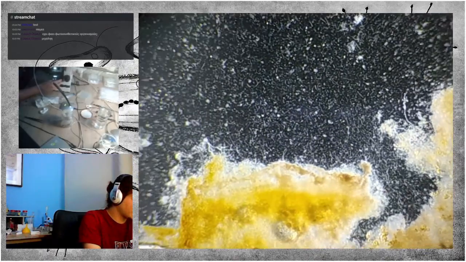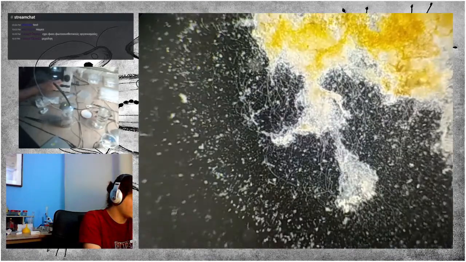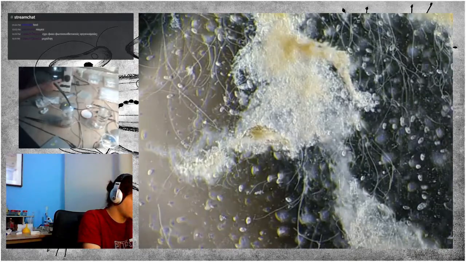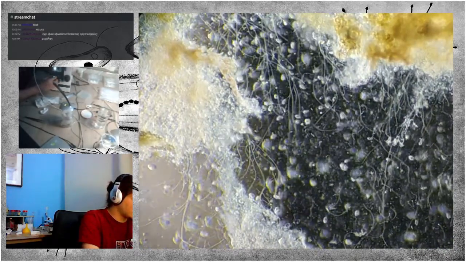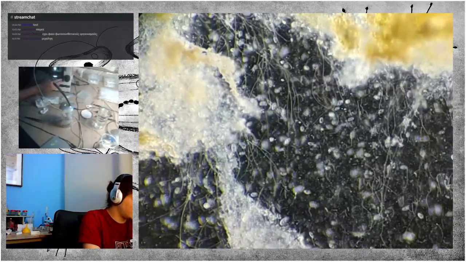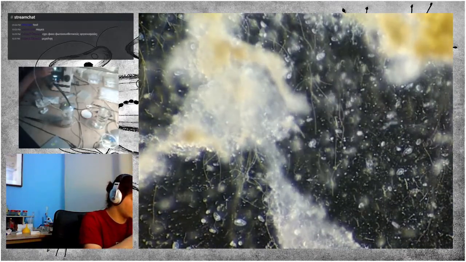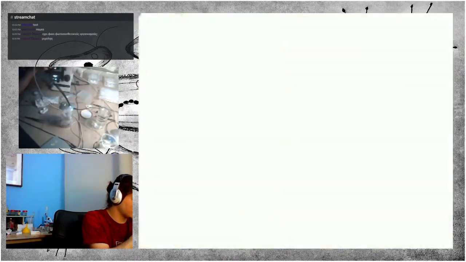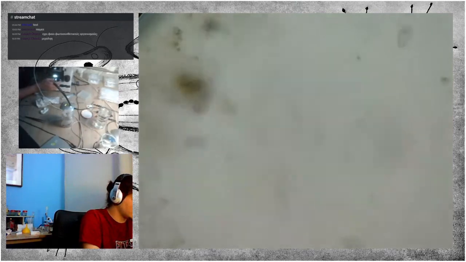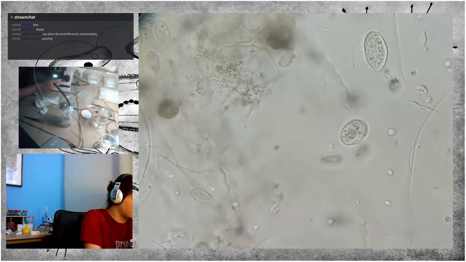Now let's go up in magnification and let's see what this slide has to offer. Let me close a bit the filter holder. Okay, now you can see, first of all, those ciliates that are not moving that much. Let me open the filter holder. Oh, they move. No, here they are.